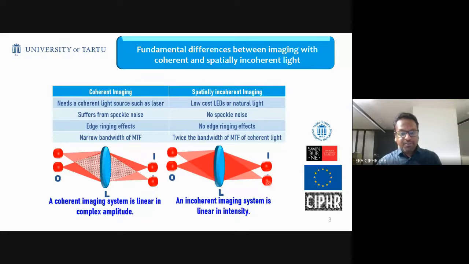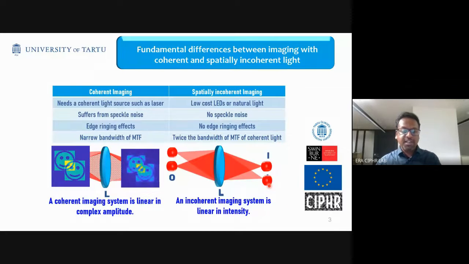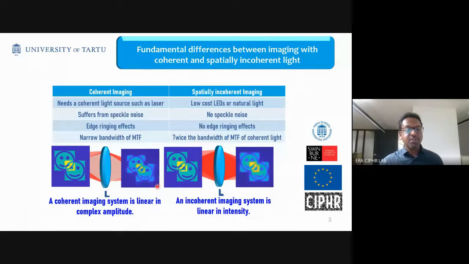And so when we try to image a complicated object like this, in the case of a coherent imaging system, you can see that because of these interactions, there is noise. There is this edge ringing noise, there are other kinds of noises, speckle noise, but here you can see it is very clean. So this is one of the reasons why optical scientists prefer using incoherent sources for imaging applications compared to coherent sources.